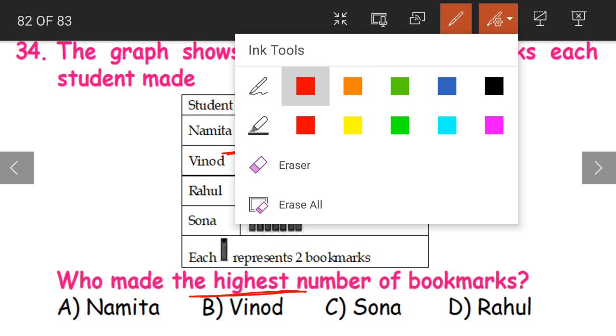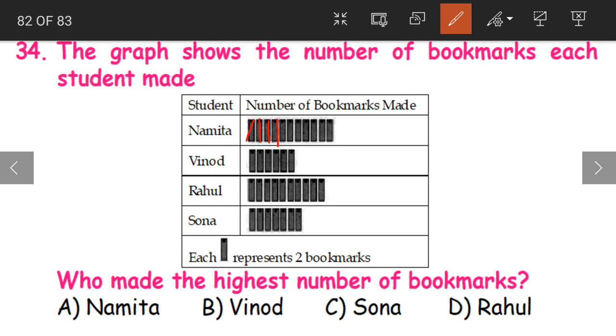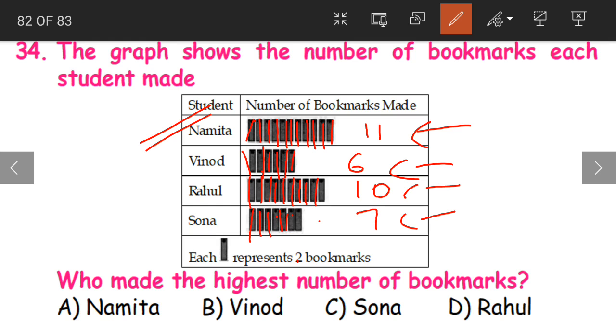Else we can count: 1, 2, 3, 4, 5, 6, 7, 8, 9, 10, 11. Then 1, 2, 3, 4, 5, 6. Then 1 to 10. Then 1, 2, 3, 4, 5, 6, 7. Okay. Now this is just the number of pictures. Here we are having 11, 6, 10, 7. Just by looking at these, we can say that Namita has made the highest number of bookmarks.